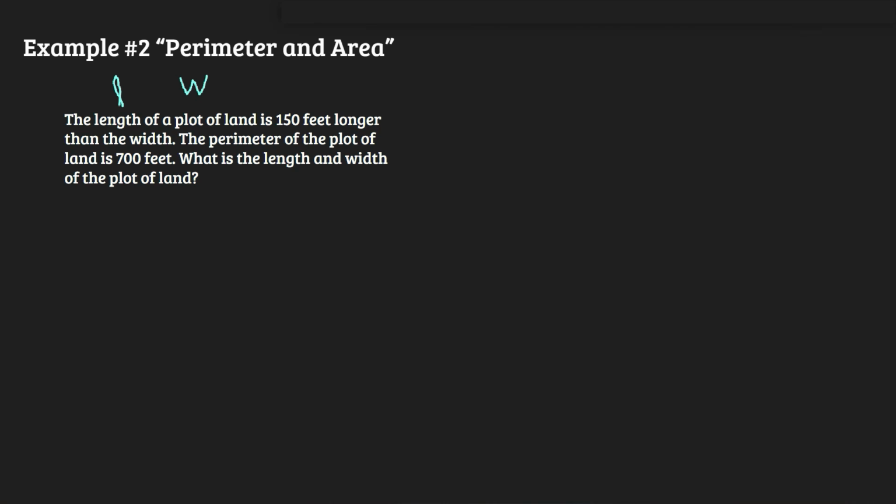So now that I've defined length and width here, I need to basically make my first equation. So the length of a plot of land is 150 feet longer than the width. Well, that means I know the length of the plot of land is equal to the width plus 150 feet, right? Plus 150, because the length is equal to the width plus 150.